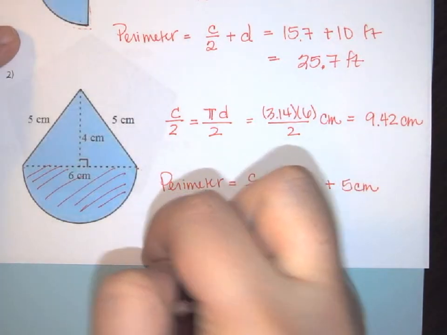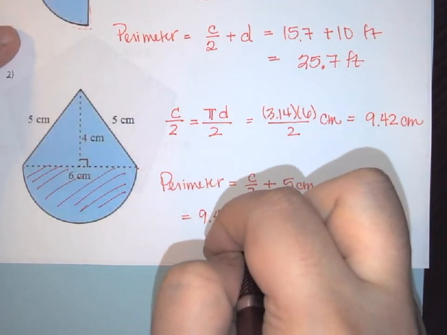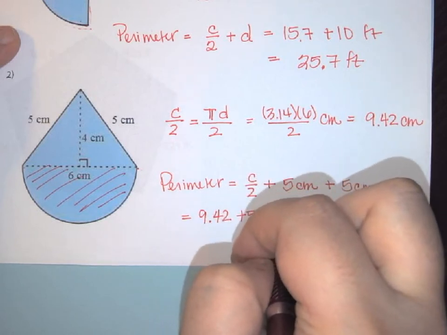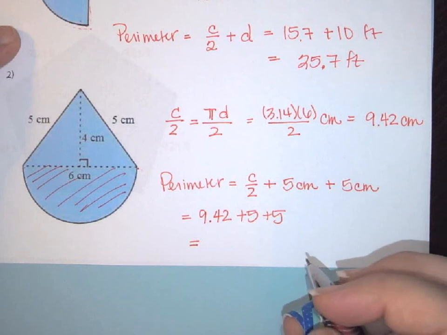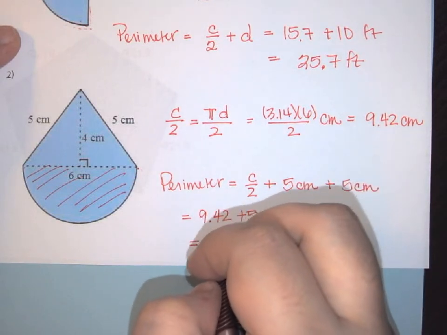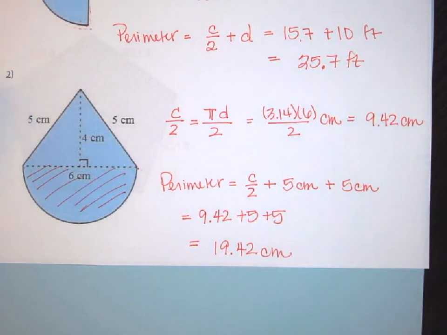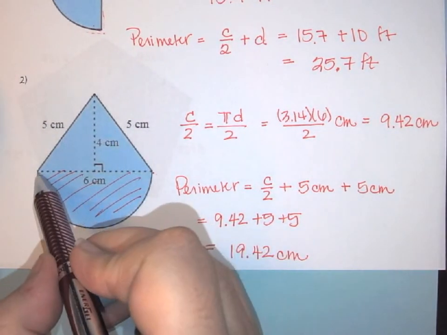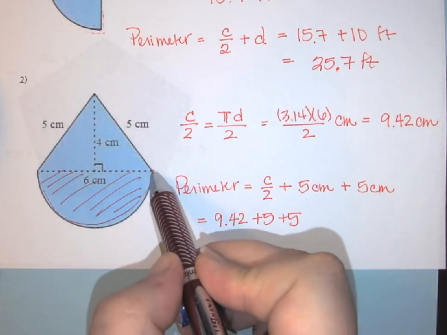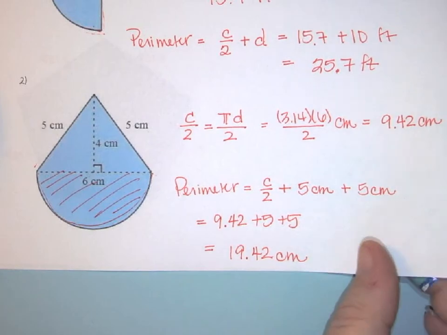So in this case, we're going to take 9.42 plus 5 is going to give me a total perimeter of 19.42 centimeters. So remember, perimeter is a walk around the shape. So we went around the circumference of our circle and then up the outer edges of our triangle.